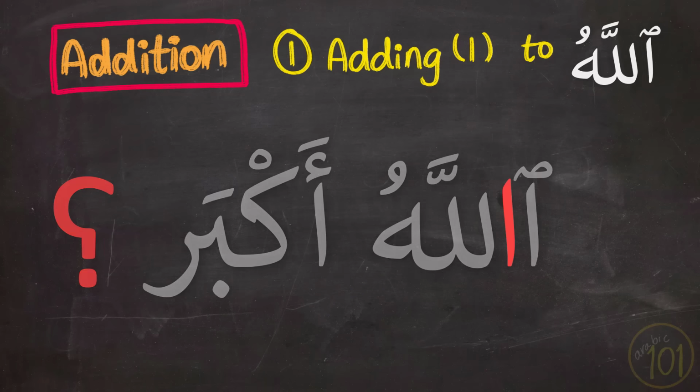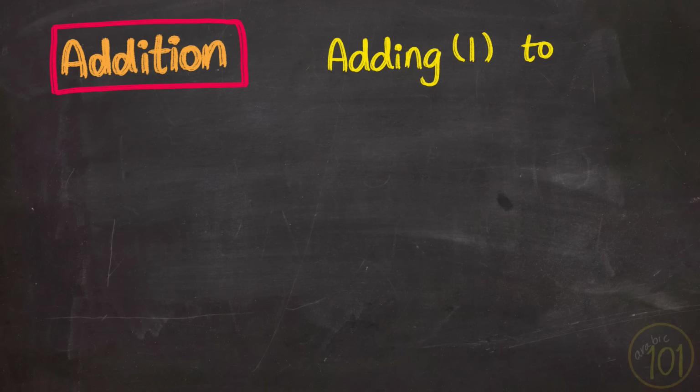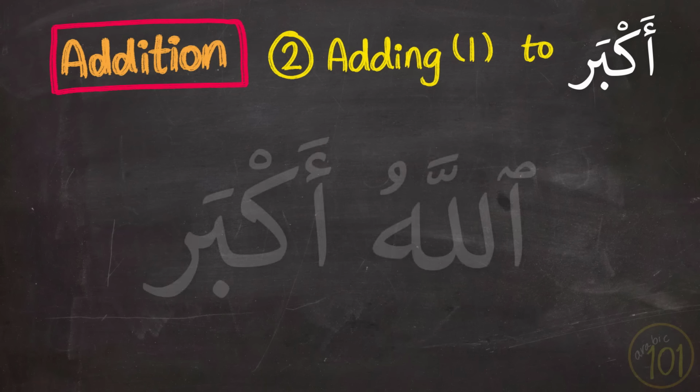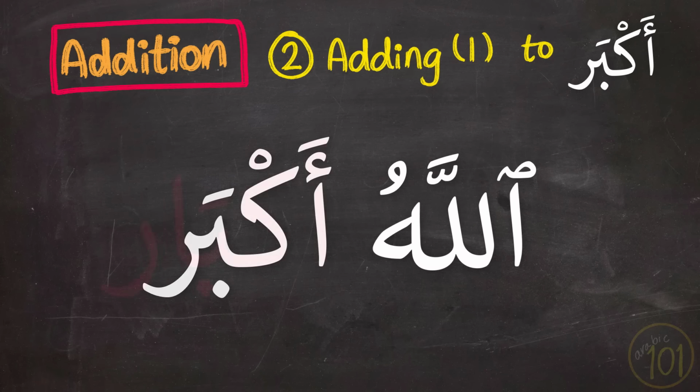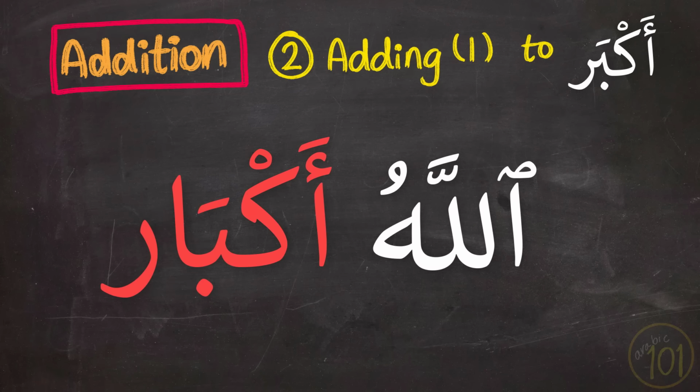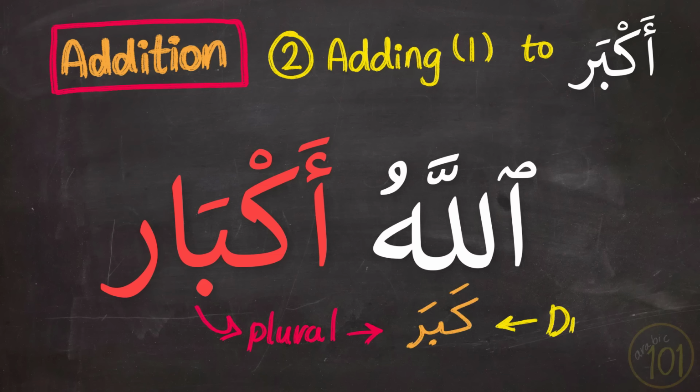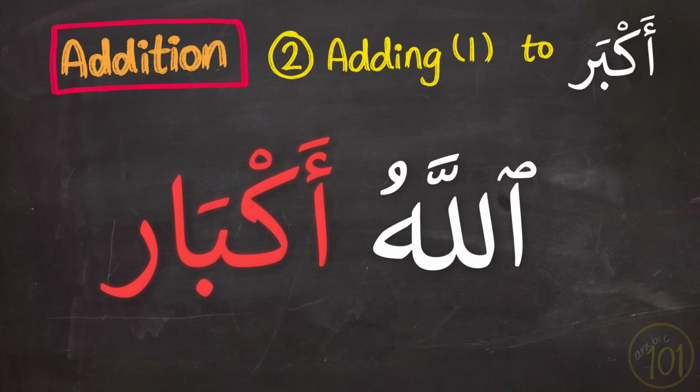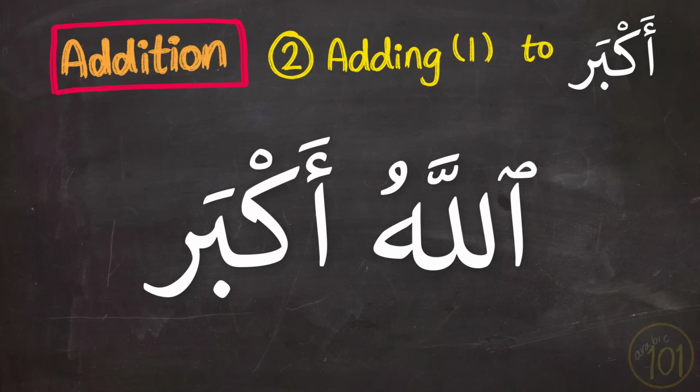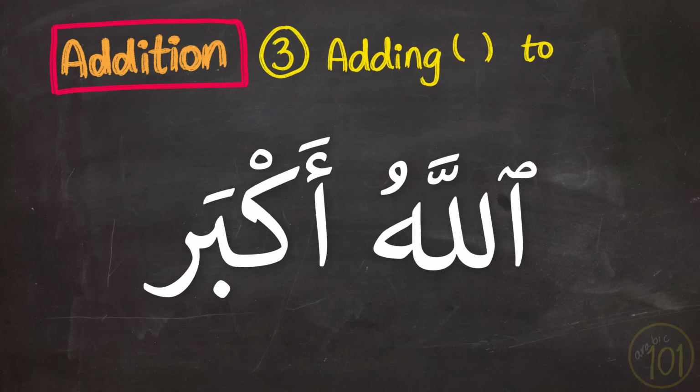Next is a very common mistake, which is adding alif to akbar because you're willing to extend it, which sounds like this: Allahu Akbaar. And this is another serious mistake that changes the meaning because the word akbar is the plural of kabar, which means drums. Instead, there is no mad at all in any part of this word, so it should just be akbar. Allahu Akbar.